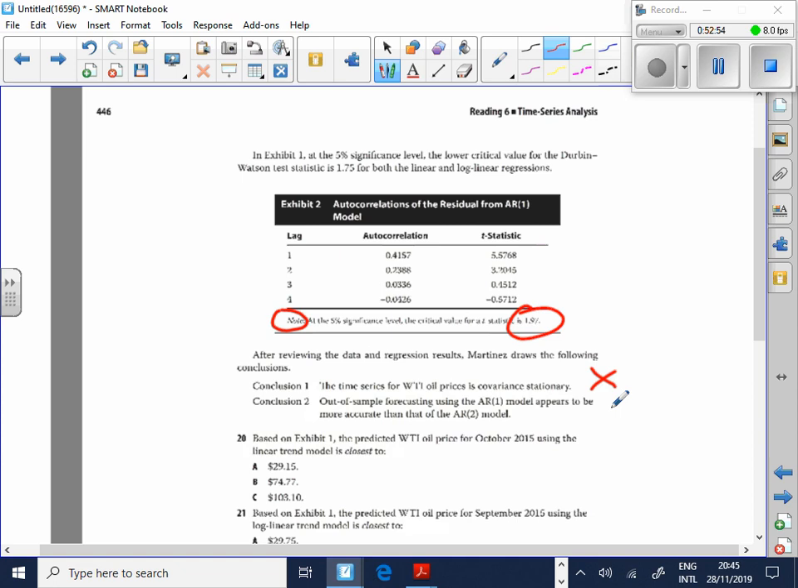Out of sample forecasting using AR1 is more accurate than that of the AR2 model. Okay, we can have a look at some of the data over there, guys, but generally what would you say? Is that right or wrong? Okay, you said it sounds a bit funky, but we're not going to use that as a complete thing. We'll keep that in mind. Okay, guys, let us jump straight in over here. And it says, based on exhibit number 1, the predicted oil price.